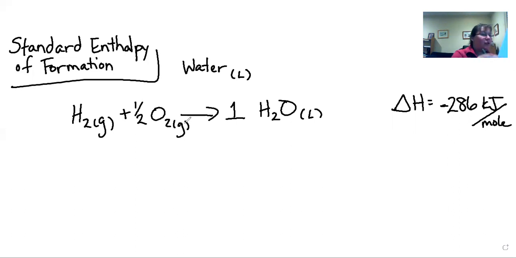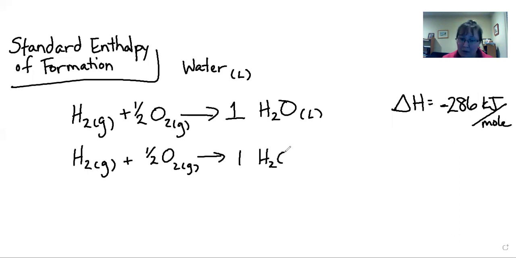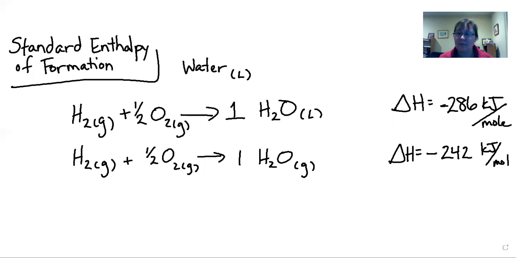Now, I want to show you something. Remember how I've been talking a lot about how the states are different. Well, if this were hydrogen gas plus oxygen gas forming water vapor, water gas, then what I would actually have here is negative 242 kilojoules per mole. So that's why it's really important to know what your state is.